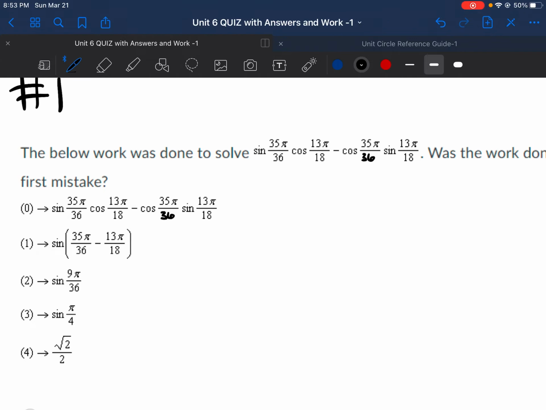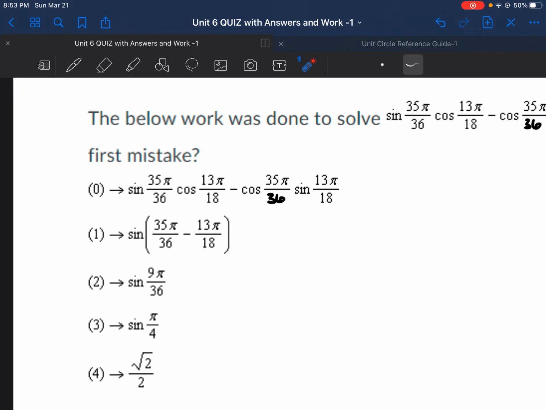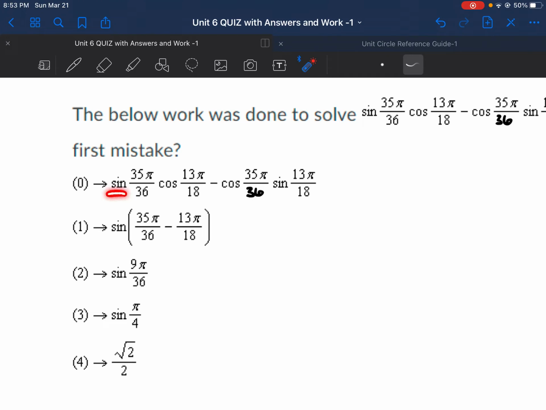So notice all this right here was copied over correctly. It's in the same order. You got the minus sign in the middle. So line 0 should be fine. Looking at this, we have sine, cosine, minus cosine, sine. And that is following a sine subtraction formula. If we look at the sine subtraction formula, it goes like this: sine alpha cosine beta minus cosine alpha sine beta. So the subtraction formula for sine is being used perfectly, where 35 pi over 36 is alpha and 13 pi over 18 is beta. So all that looks fine.